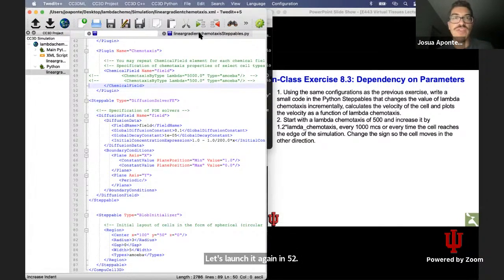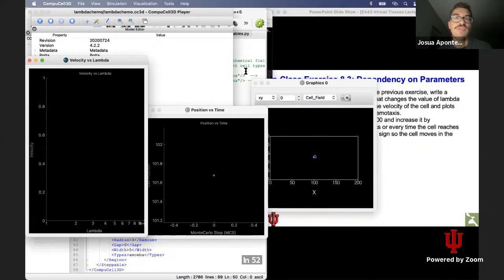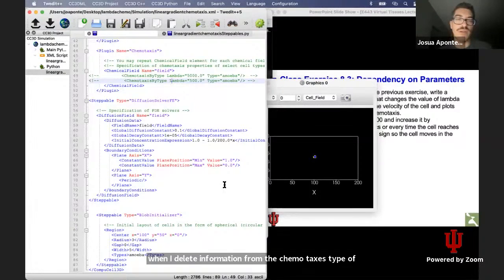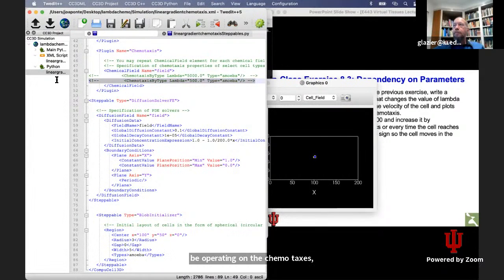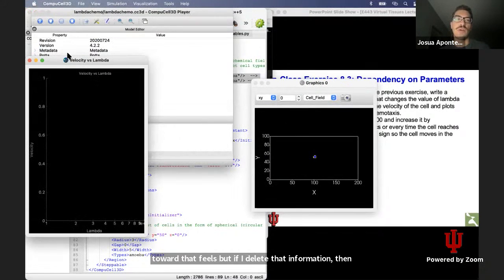Okay, so I think I need to specify what the chemical is. When I delete the information from the Chemotaxis table, I need to leave what the field name is that it's gonna be operating on. Otherwise, I'm basically enabling chemotaxis toward that field. But if I delete that information, then I get an error.